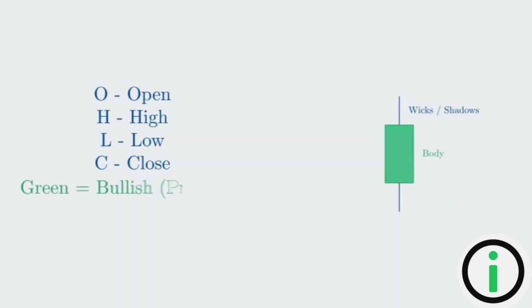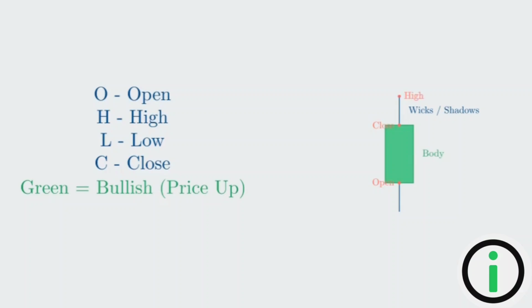Let's look at this green candle. A green candle is bullish, meaning the price went up during this time. The bottom of the body represents the open, the price when the time period started. The top of the body represents the close, the price when the time period ended. Because it closed higher than it opened, the body is filled with color.